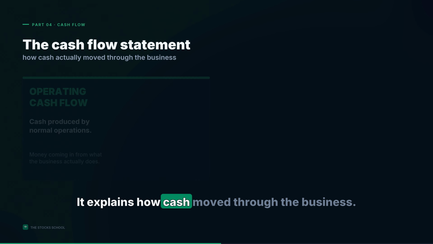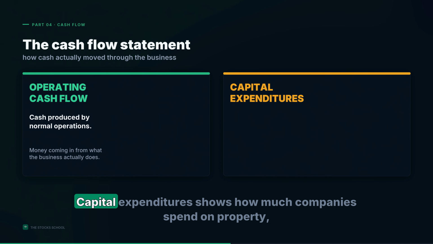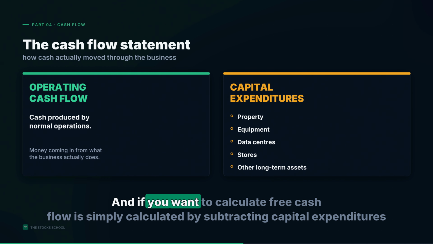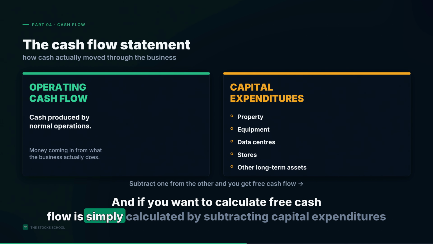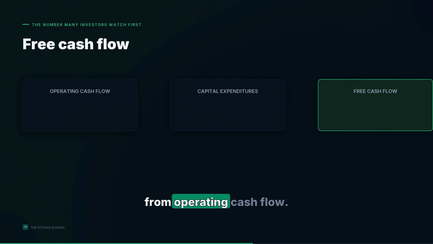It explains how cash moved through the business. Operating cash flow shows the cash produced by normal operations. Capital expenditures show how much the company spent on property, equipment, data centers, stores or other long-term assets. And if you want to calculate, free cash flow is simply calculated by subtracting capital expenditures from operating cash flow.